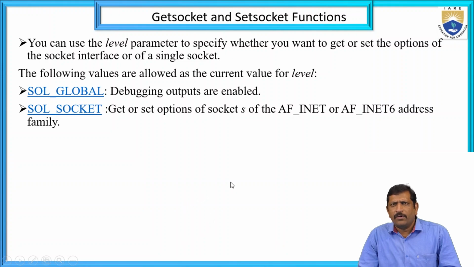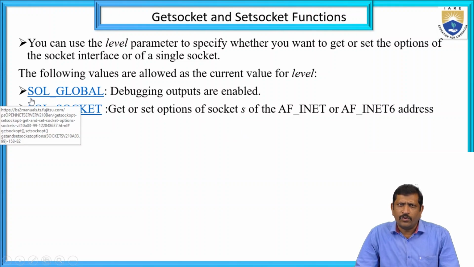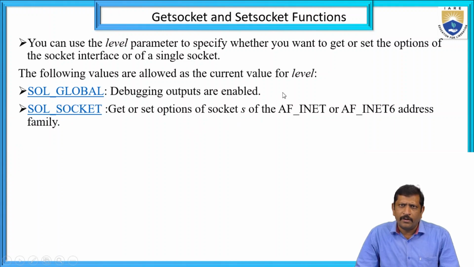Here are the current values for the levels. Single levels are generally in a socket. Different tag values can be utilized based on the level. Here, SOL_SOCKET, socket level, global, means debugging outputs are enabled.